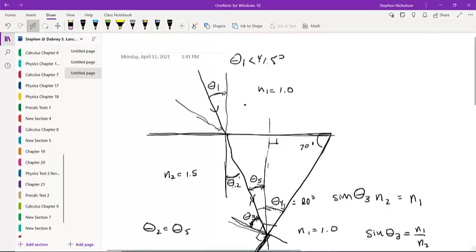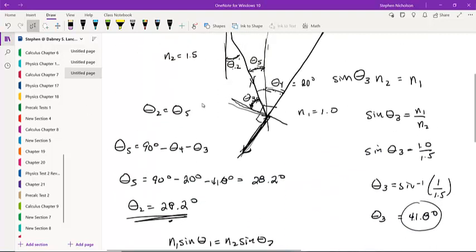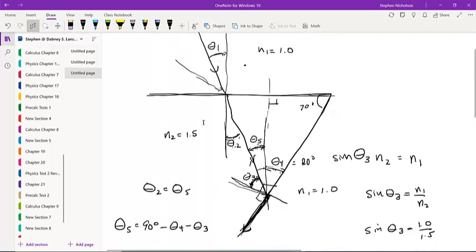Okay, so you can watch that again if you don't understand. But basically, we use that critical angle for total internal reflection to find theta 3. Knowing theta 3 and theta 4 from the geometry of the wedge, we can calculate theta 5. Theta 5 and theta 1 are equal to each other because of parallel lines, these two parallel lines and this transversal. Once we have theta 2, then we can find theta 1 using Snell's law.